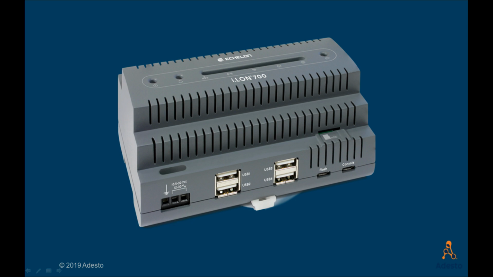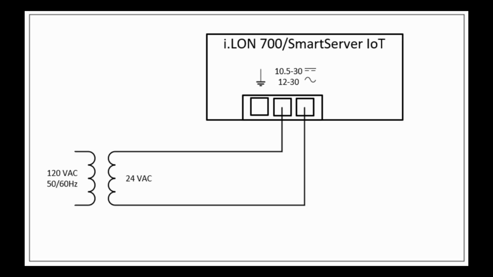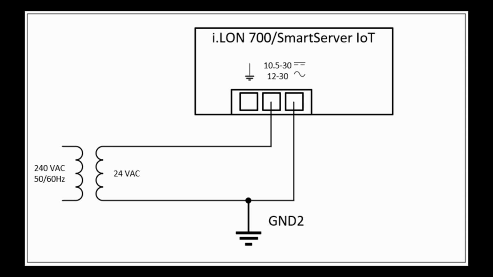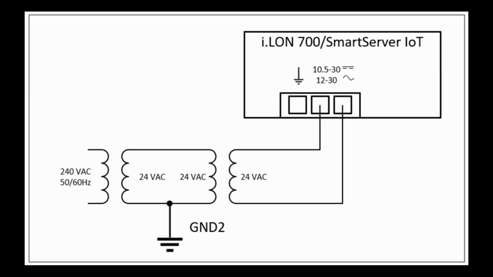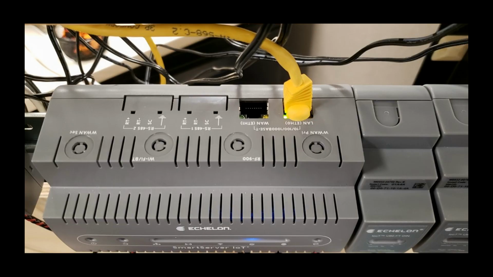AC power in the range of 12 to 30 volts AC is supported, provided the secondary is not connected to earth. A 40 VA 24 volt transformer is a good choice. If code stipulates that the secondary must be grounded, a 1-to-1 transformer may be necessary. With power sorted out and the iLON 700 connected to your LAN through the E0 port, let's get to work.